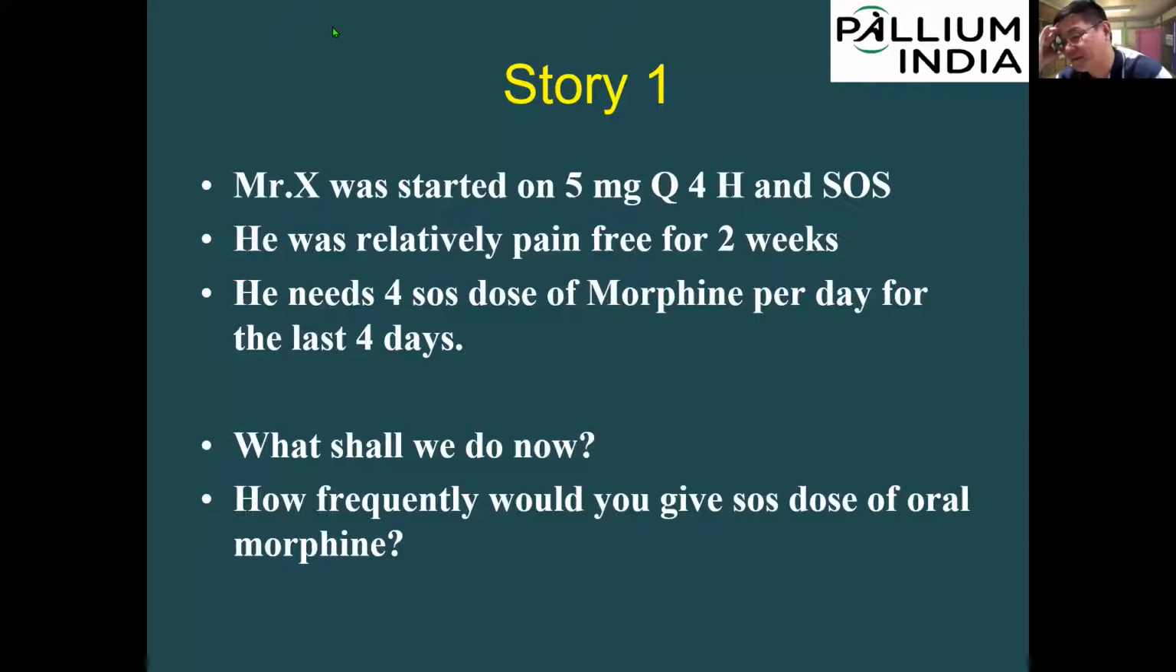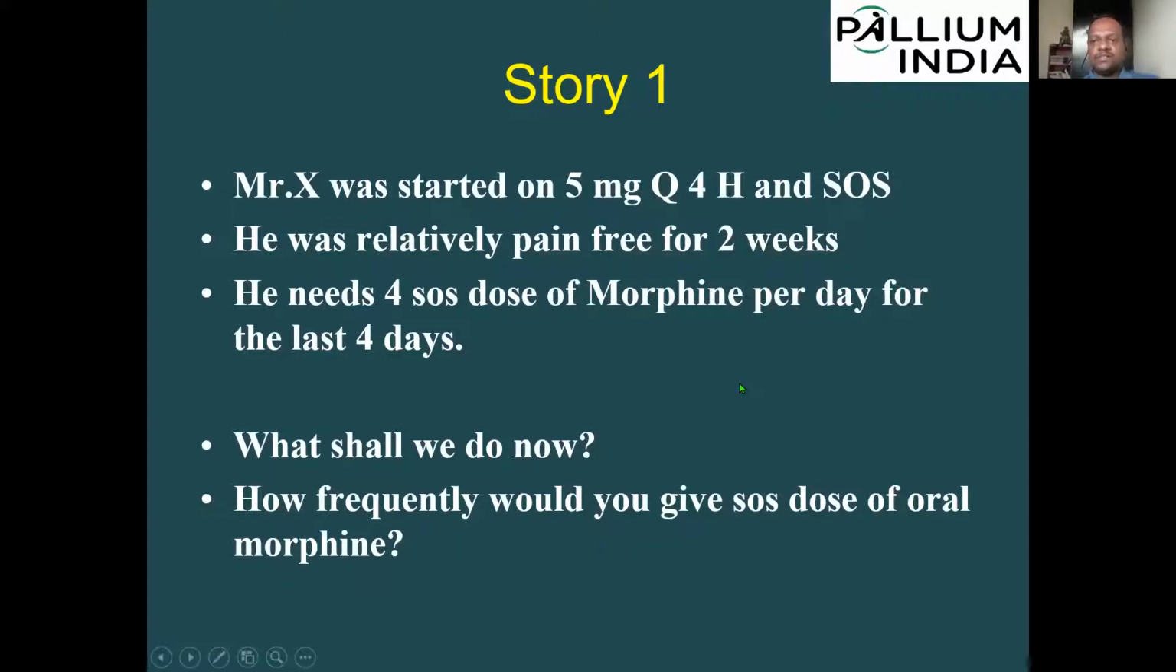Yeah. Okay. So actually, I do agree. Sometimes we would still give patient immediate release 6 times a day. But personally, I think 6 times as background morphine will be a bit troublesome. So I prefer to give sustained release 2 times a day, 25-25 plus another 8 milligram as SOS doses.